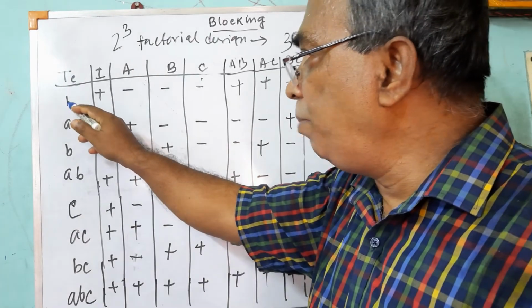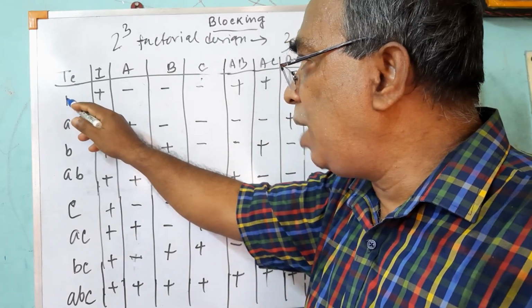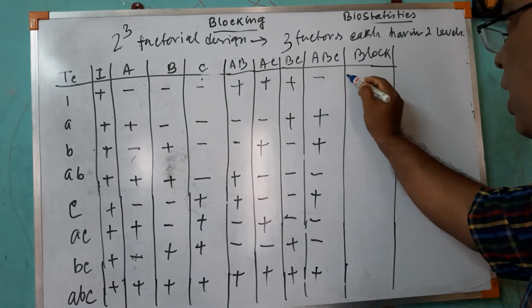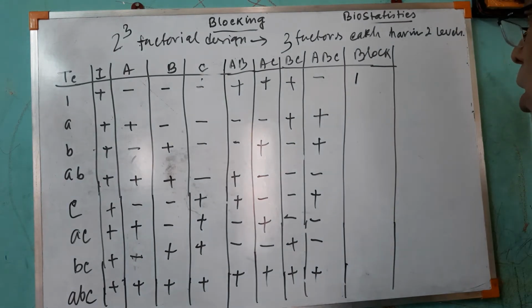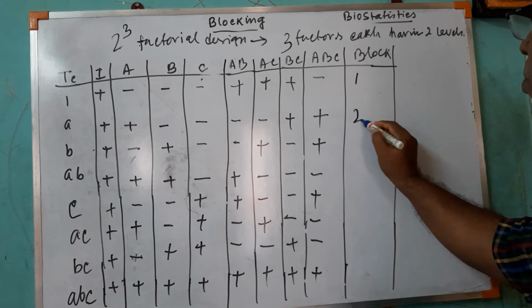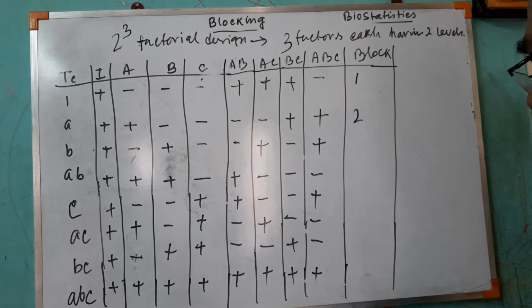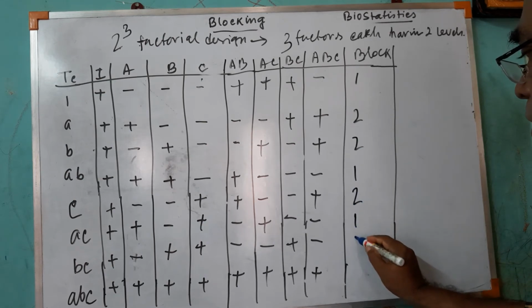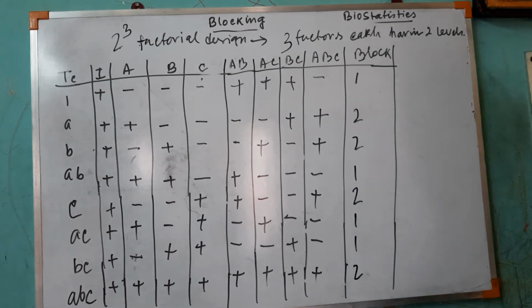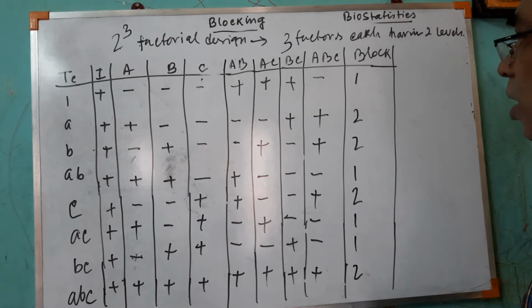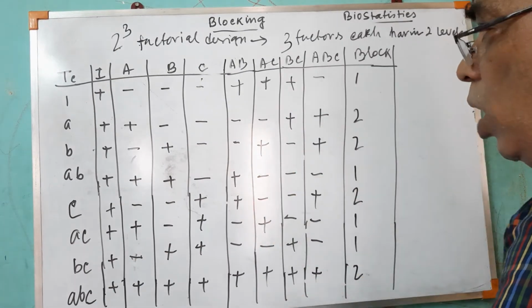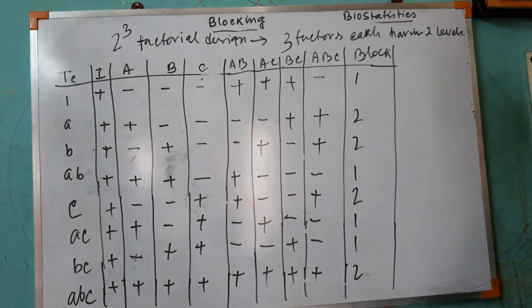So I'm substituting, that is, I am keeping 1 in block 1. That is negative. When it is negative, it comes in block 1. When it comes positive, then it comes in block 2. This is block 2, this is block 1, this is block 2, block 1, and this is block 2. Okay. So all negatives in ABC are going to block 1, and all positive are going to block 2.